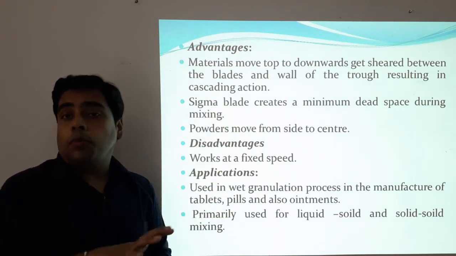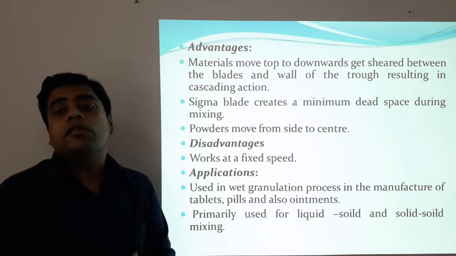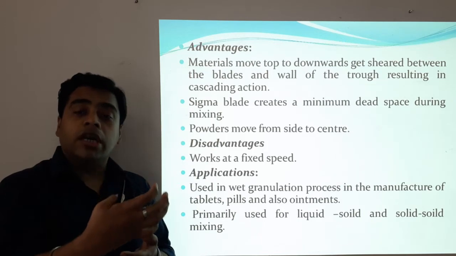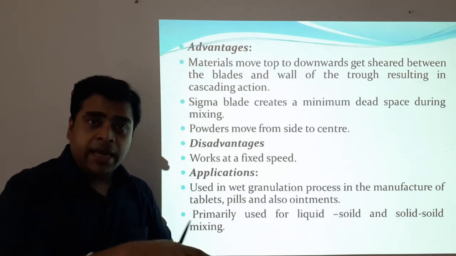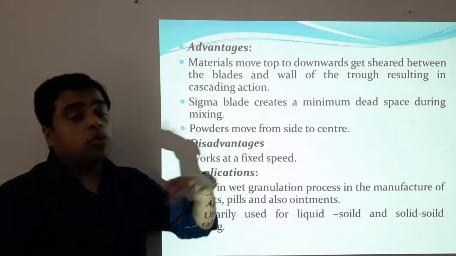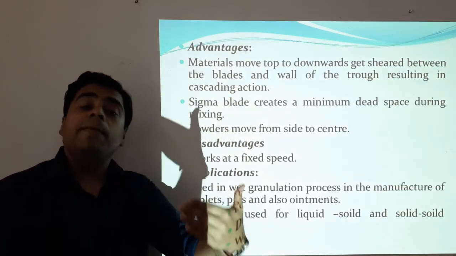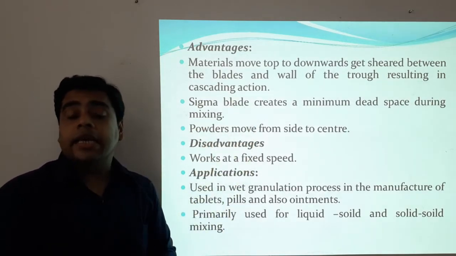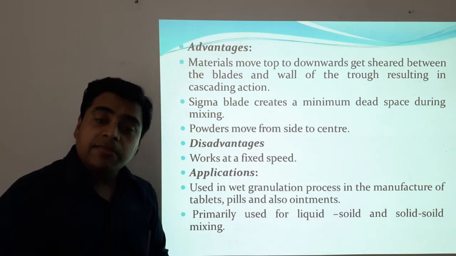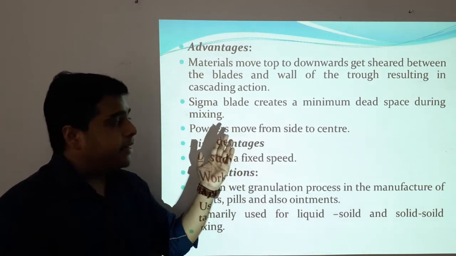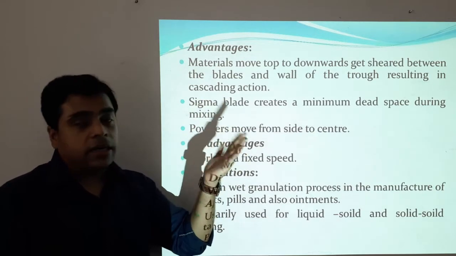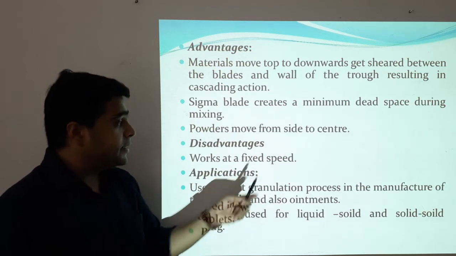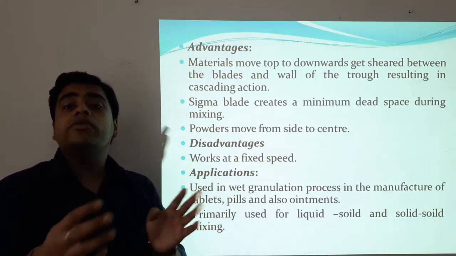Advantages: material moves from top to downwards, gets sheared between the blades and walls of the trough, resulting in cascading action. Cascading action is like a stream of water falling from a very high peak. It is obtained because the material is sheared between the moving blades and the walls of the trough. It contains minimum dead space during mixing. The problem of the previous blender we discussed, the planetary blender, is the difficulty of dead spaces, but sigma blenders do not have that much dead space, and powders generally move from side to center also.